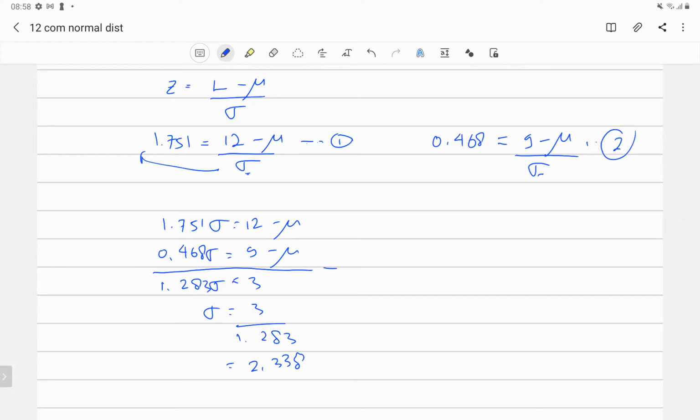So that is the average value. Sorry, that's the sigma, that is the standard deviation. Once we have the standard deviation, we can put that into either of the equations, number 1 or number 2. Let's say we're going to put it here. 1.751 times the sigma 2.338 is 12 minus mu.